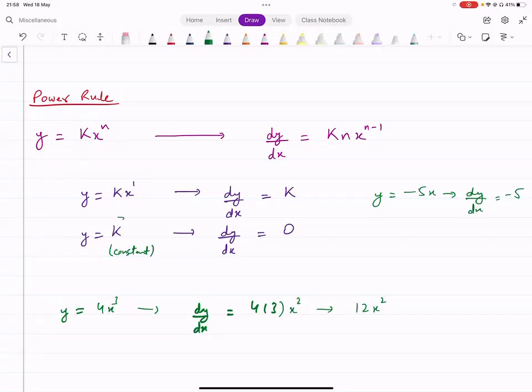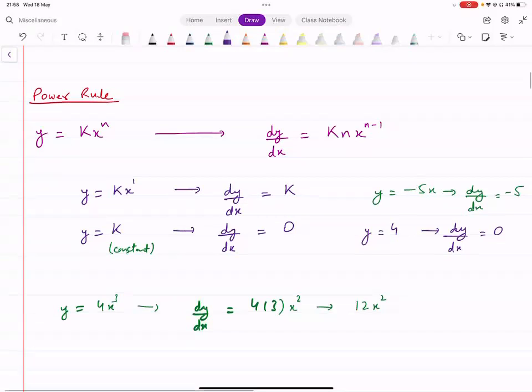And then if you have y equals k, where k is a constant, let's say y equals 4, the derivative of a constant is always equal to 0. If it is a standalone constant, not multiplied or divided by anything, its derivative is always 0. Okay, so that's what we need to know about.